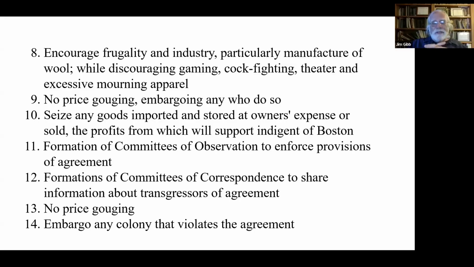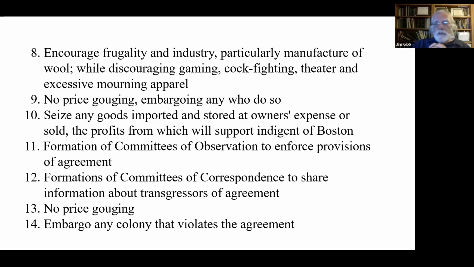Number 9, no price gouging, and any shop owner found guilty of having done so, and guilt was not a trial or anything, just if people accused you of it, then you were in trouble. And so nobody would patronize that store. Number 10, seize any goods imported and stored at owner's expense or sold. So if a vessel unloads British goods, they can be impounded, put into a storehouse, and of course that isn't free. So be impounded at the owner's expense, or those goods could be sold and the profits used to support the people of Boston to buy them food.